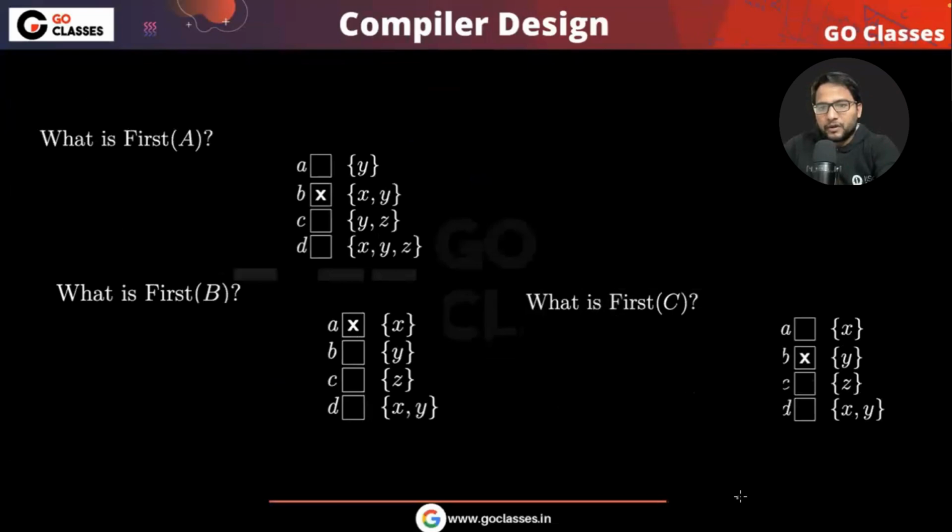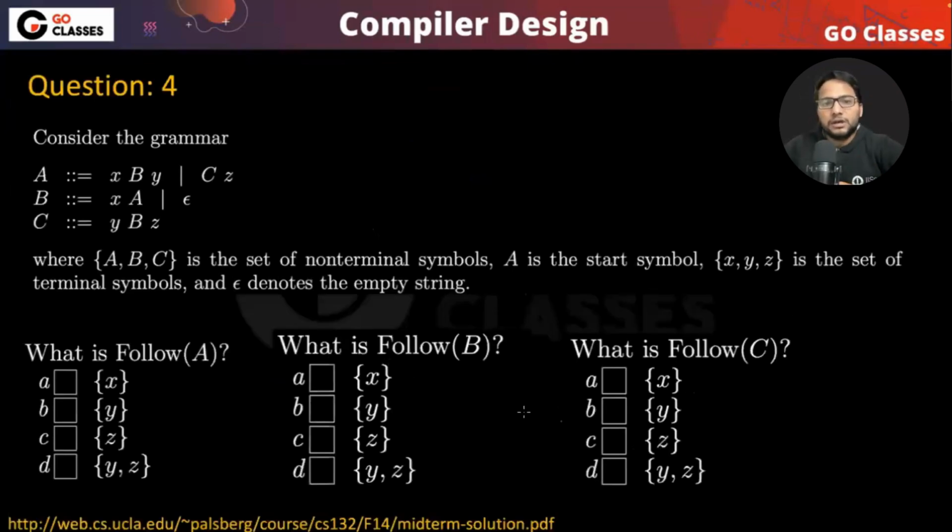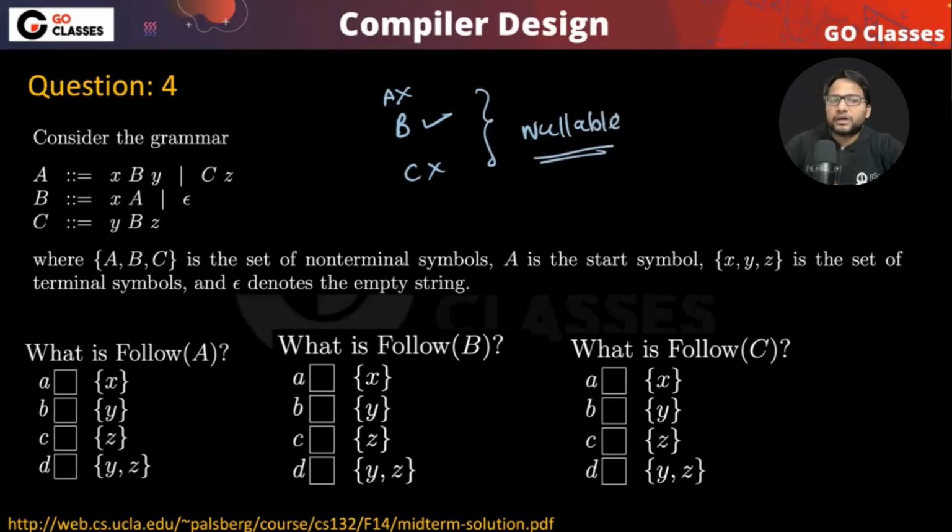Okay, now let's see this question. Can you tell me the follow also? So in the same question, can you tell me follow? The nullable symbol is only B, right? Only B is nullable. A is not nullable and C is not nullable. These are the nullable symbols. First find out the nullable so that the calculation becomes very, very easy.